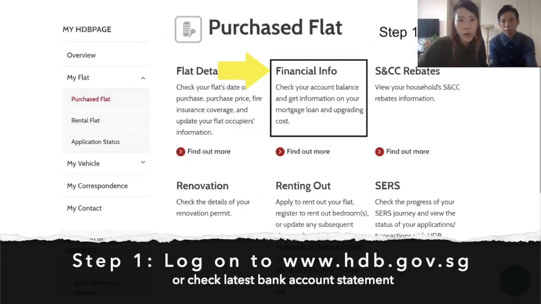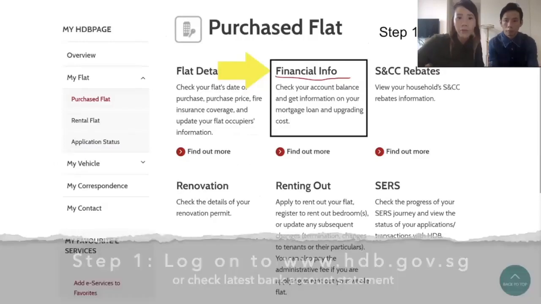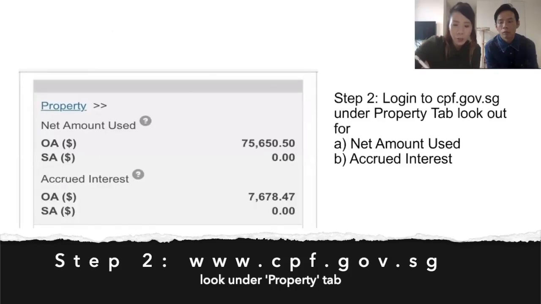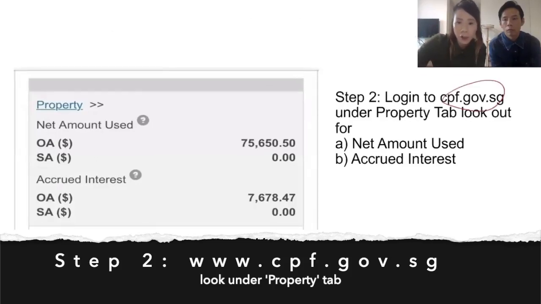For those of you who have a HDB flat, where you can find your financial information will be to log on to the HDB website. You go under the financial info tab. You would then be able to pull out your outstanding mortgage loan amount from here. Here is a simple snapshot of what you will be looking at when it comes to pulling out your CPF OA used as well as accrued interest. You can log on to cpf.gov.sg to search for your OA as well as accrued interest used.